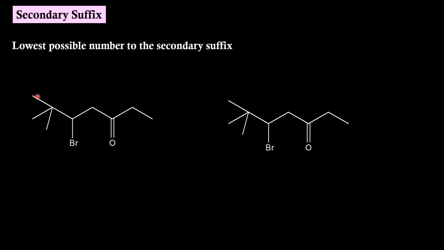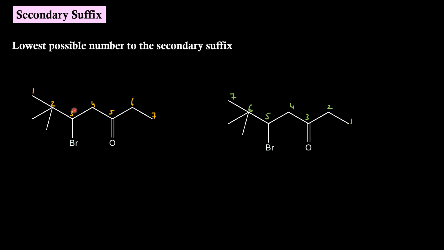In this molecule, this will be the longest possible carbon chain. Double bond O is our secondary suffix. Let us start numbering from both directions. If I start from this direction, 1, 2, 3, 4, 5, 6, 7. If I start from another direction, 1, 2, 3, 4, 5, 6, 7.